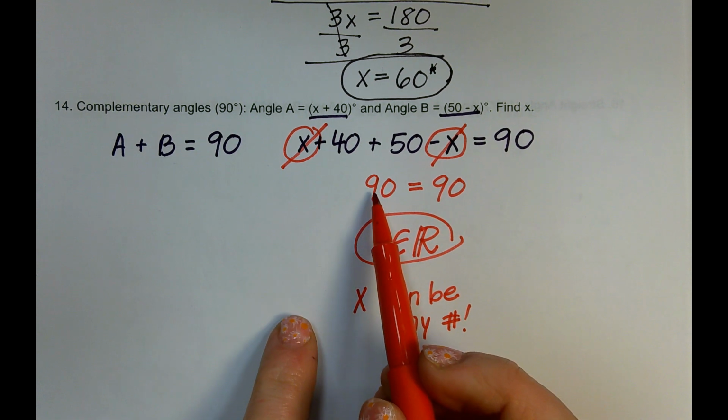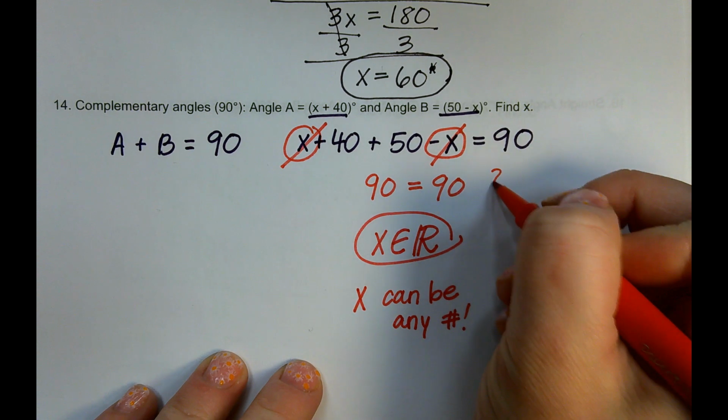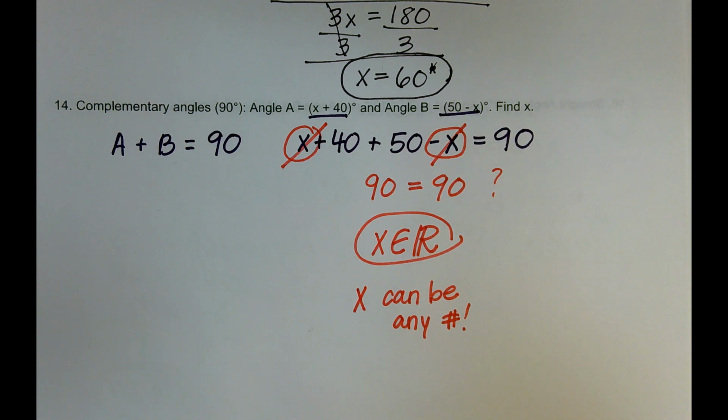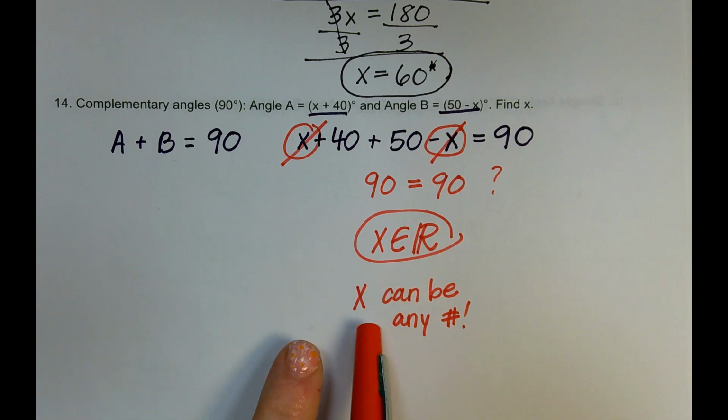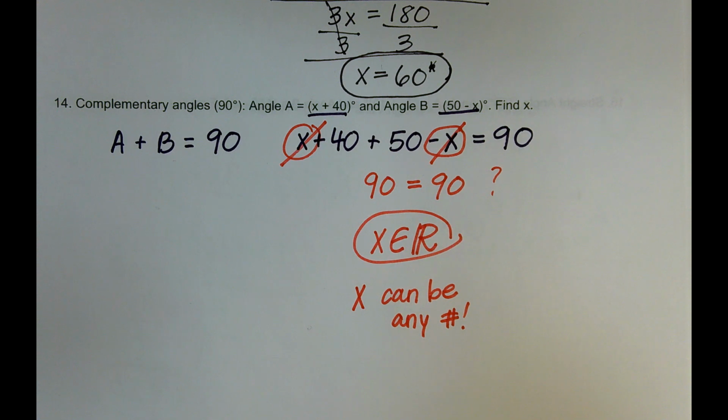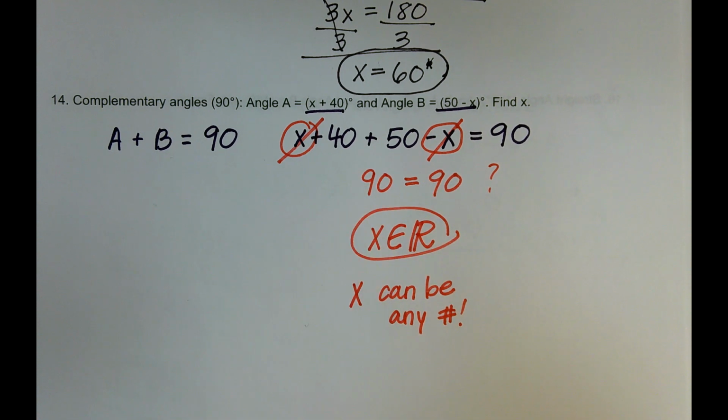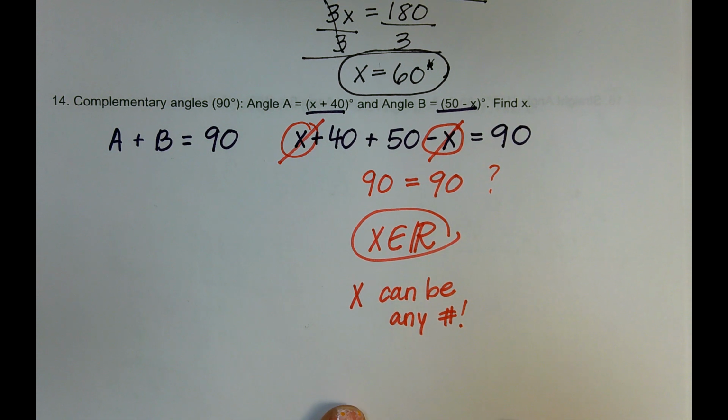But if you get to this point, 90 equals 90, and you put a little question mark or something, that's going to tell me you don't know what that means. I need you to tell me what X can be. It can be anything. X can be anything if you get an answer like this, okay? What if you put X equals all real numbers? That works too. Yes, you can absolutely do that.